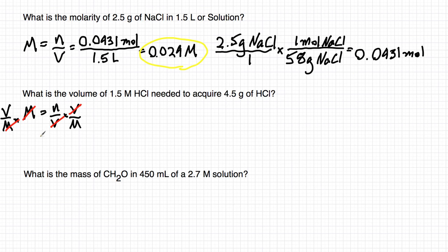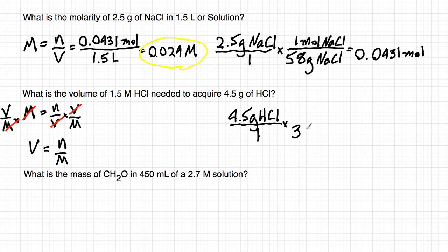And lo and behold, when I'm done, I get the volume is going to be equal to the number of moles divided by the molarity. Now, I know what the molarity is, but I don't know what the moles is yet, so let's go ahead and figure that out over here. I've got 4.5 grams of HCl. Go ahead and put that all over 1.